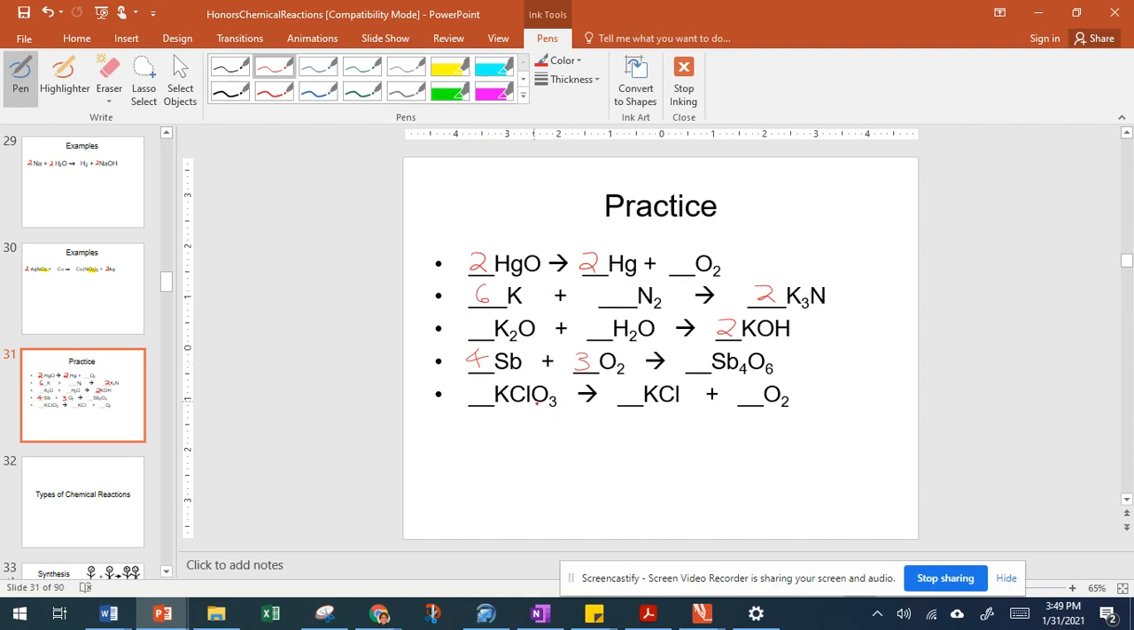With the last one, we have a 3 here and a 2 here. So I'd actually think about what 3 and 2 both go into. They both go into 6. So I would make that a 3. I would make that a 2. And then I would put a 2 here to balance that.